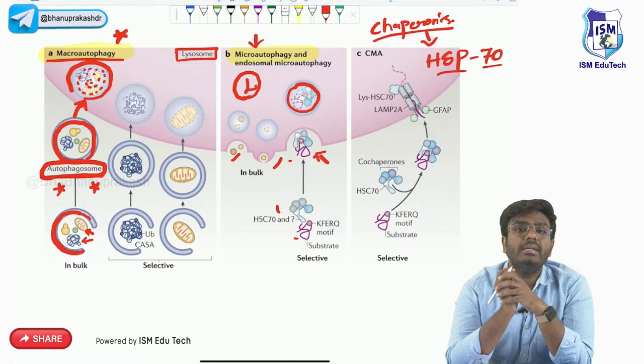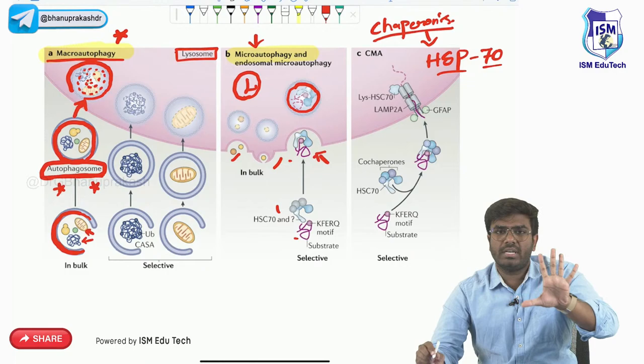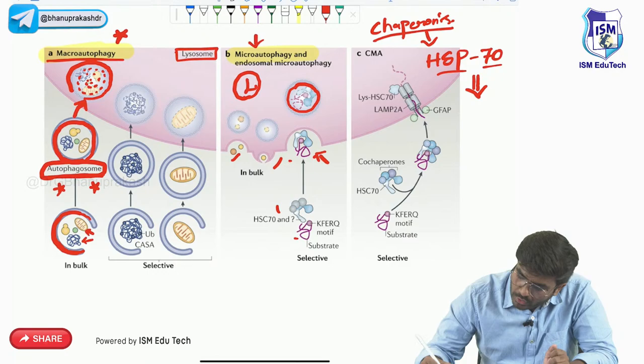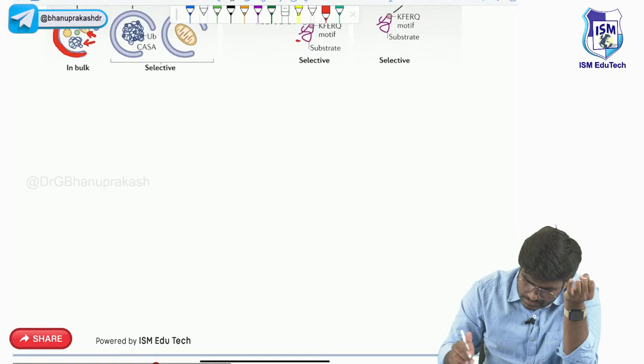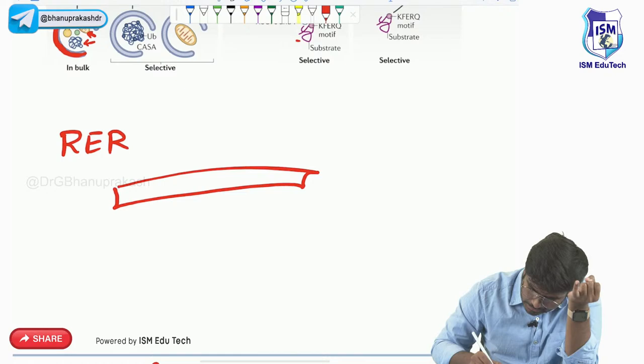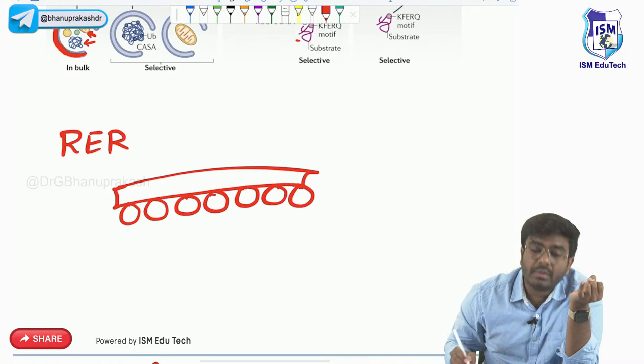Normally, physiologically, chaperones help in the folding of proteins. Where are proteins formed? Proteins are formed from the ribosomes. Ribosomes form the proteins on the rough endoplasmic reticulum. This is the endoplasmic reticulum on which you have all these granules, which are nothing but the ribosomes.